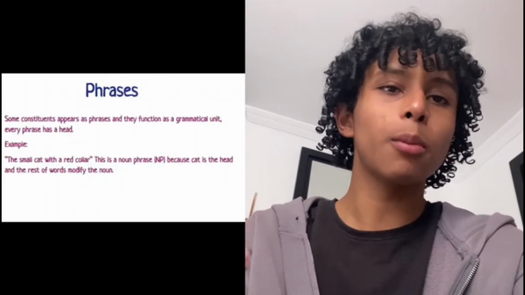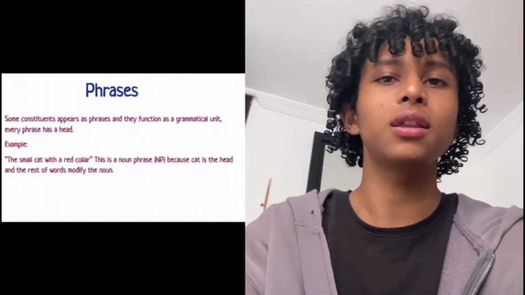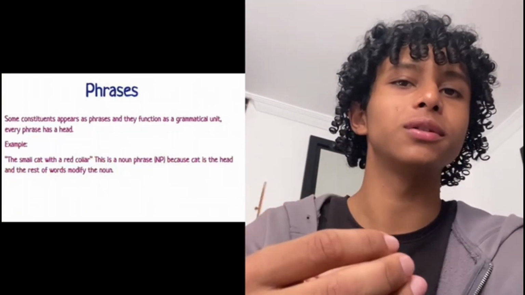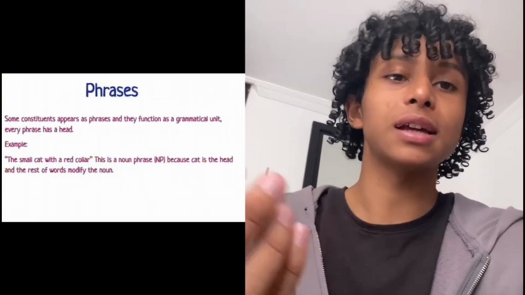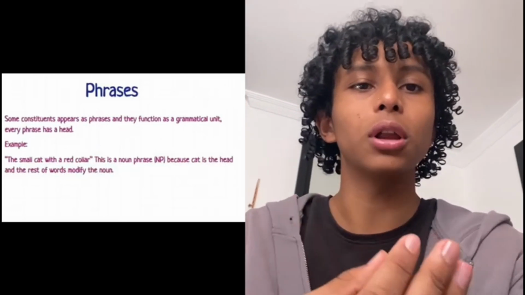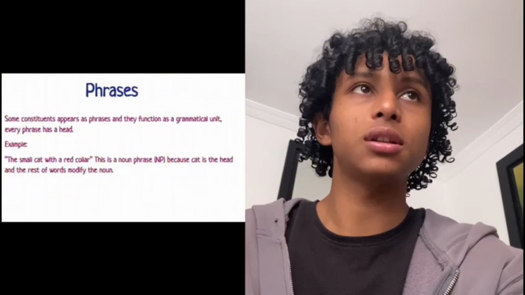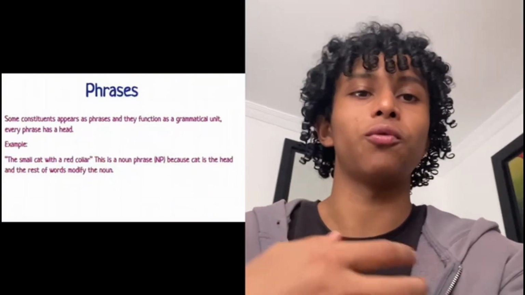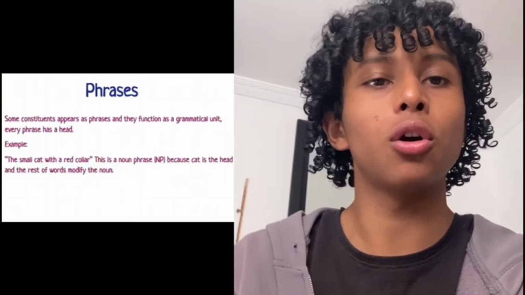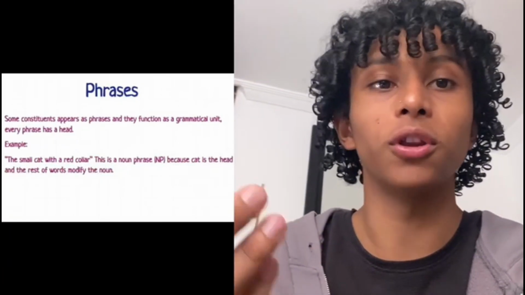Well, I want to talk about phrases. Some constituents appear as phrases and they function as a grammatical unit. Every phrase has a head. For example, "the small cat with a red collar." This is a noun phrase because "cat" is the head of this phrase, and all the other words in it are there to modify the noun.